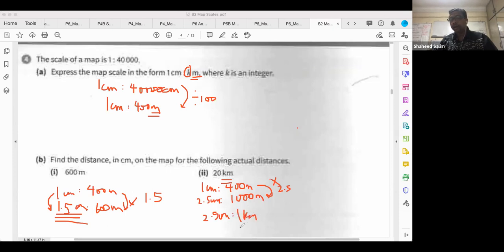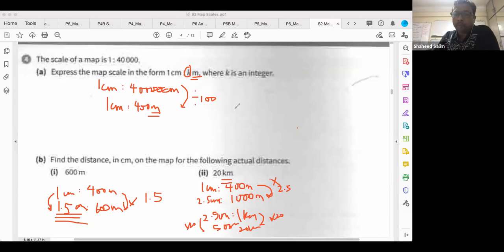Now you want 20 km. From 1 to 20, what do you do? Times by 20. Times by 20 also. All right, you get it? Times by 20, times by 20. You get 50 cm. Inshi, you don't understand, Inshi?